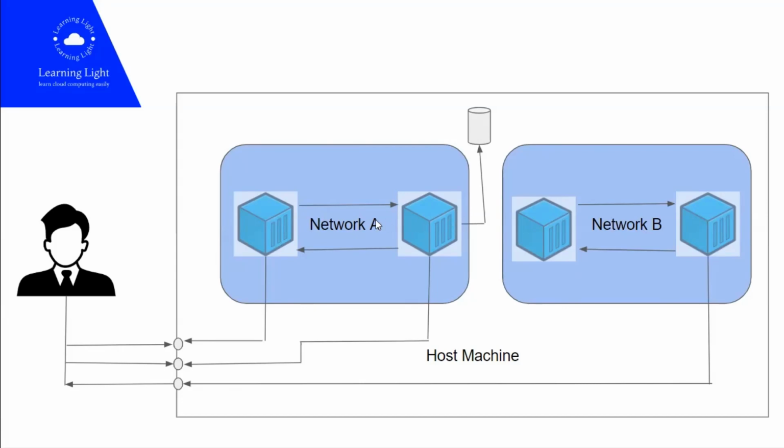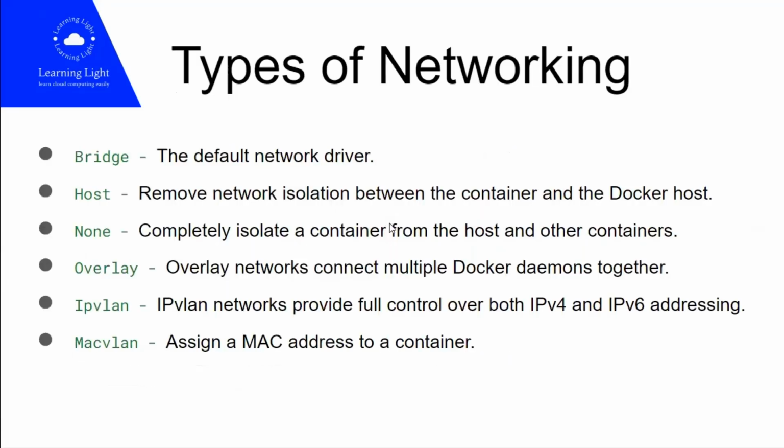But before that, we need to understand how many types of networks Docker supports and what they actually are. Currently, Docker supports a total of 6 kinds of networks. The bridge is the default one. If you don't specify a driver, this is the type of network you are creating. Bridge networks are commonly used when your application runs in a container that needs to communicate with other containers on the same host.